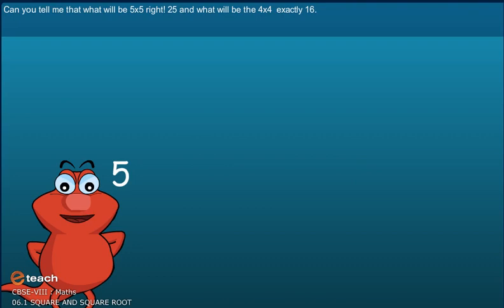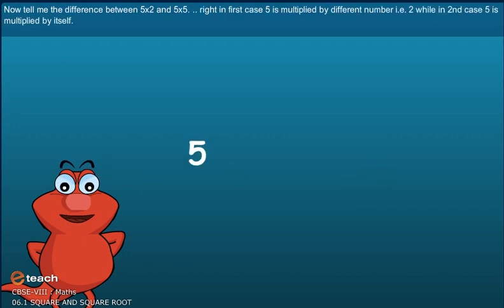Can you tell me? What will be 5 multiplied by 5? Right, 25. And what will be 4 multiplied by 4? Exactly, 16. Now tell me the difference between 5 multiplied by 2 and 5 multiplied by 5. Right, in the first case, 5 is multiplied by a different number, that is 2, while in the second case, 5 is multiplied by itself.